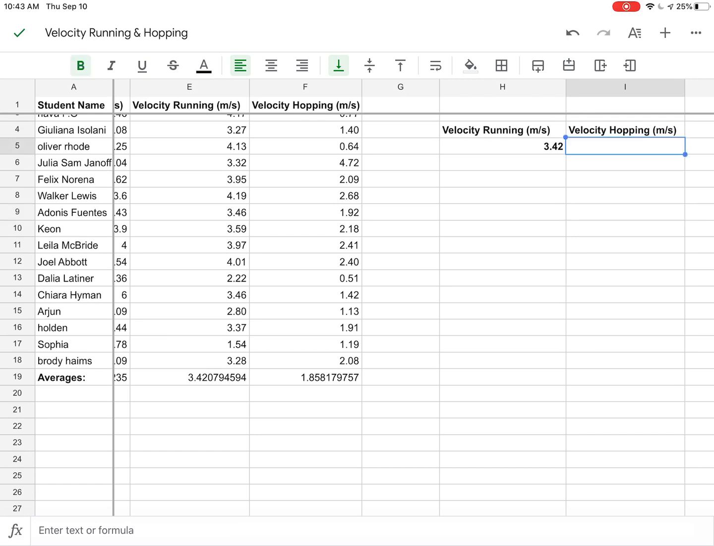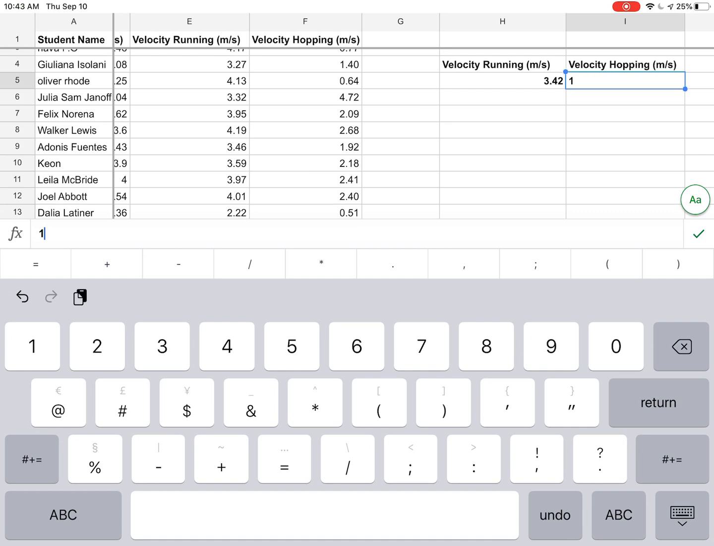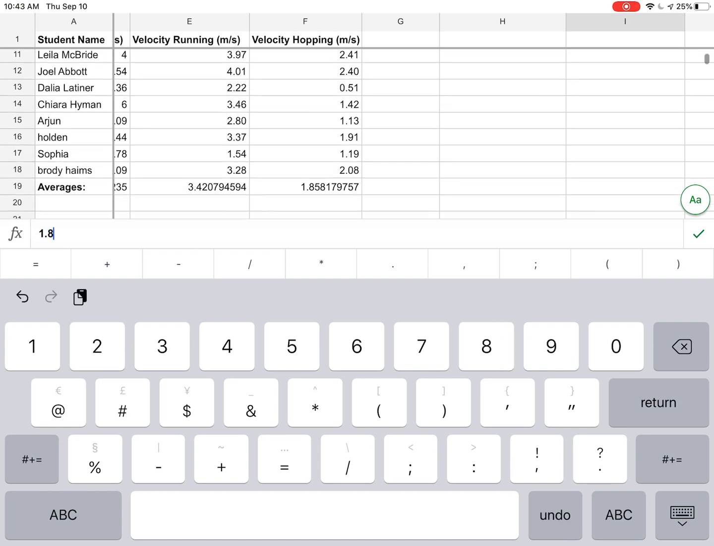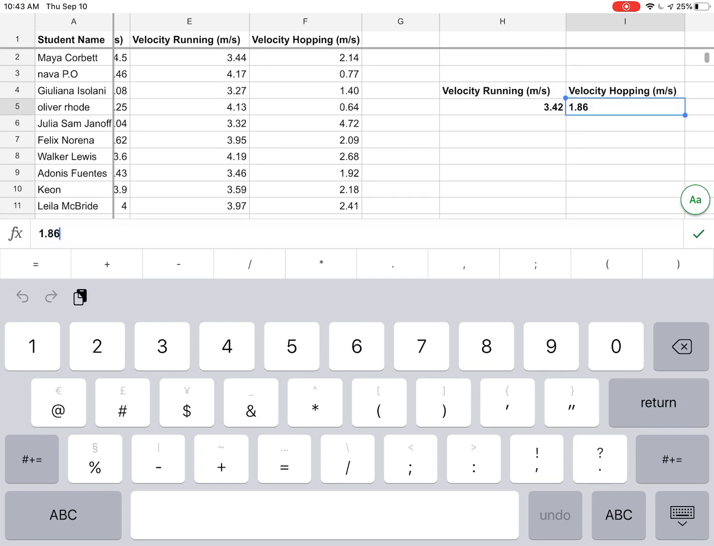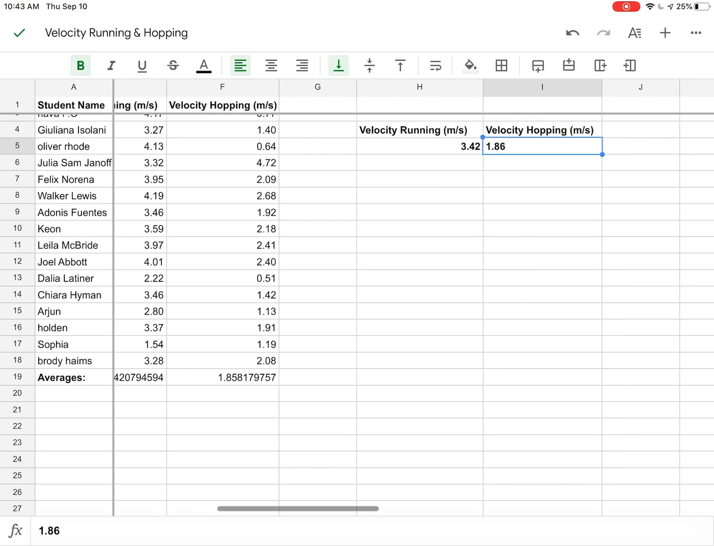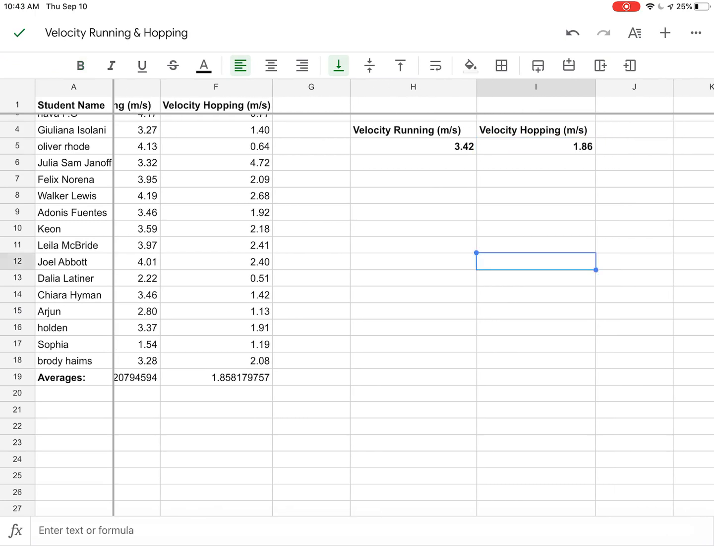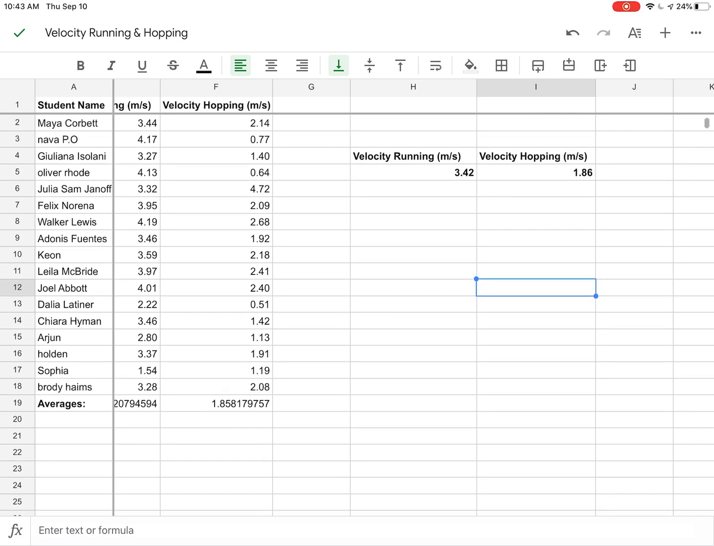For the velocity hopping, I'm going to go ahead and type that in. So that will be 1.86 was their average velocity hopping. So I'm using the averages here because that's a good summary of the data. So in order to build the graph, before I even get started, I need to have the headers for what I'm going to label each of these bars. So I'm going to have one bar for running, one bar for hopping, and the numbers that represent how high I want those bars to be.